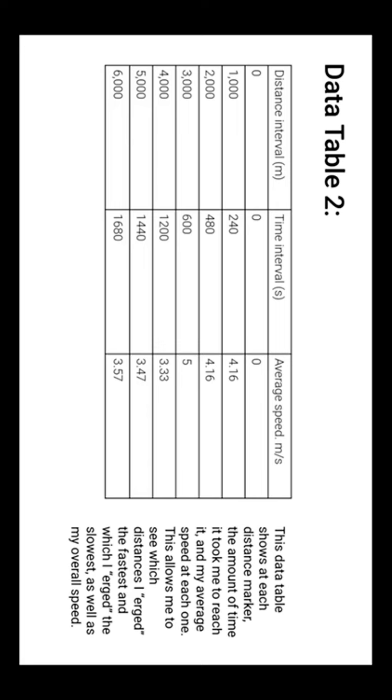My second data table shows the distance marker, the amount of time it took me to reach it, and my average speed at each one. This allows me to see which distances I erged, or rowed on the rowing machine, the fastest, and which I erged the slowest, as well as my overall speed in meters per second.